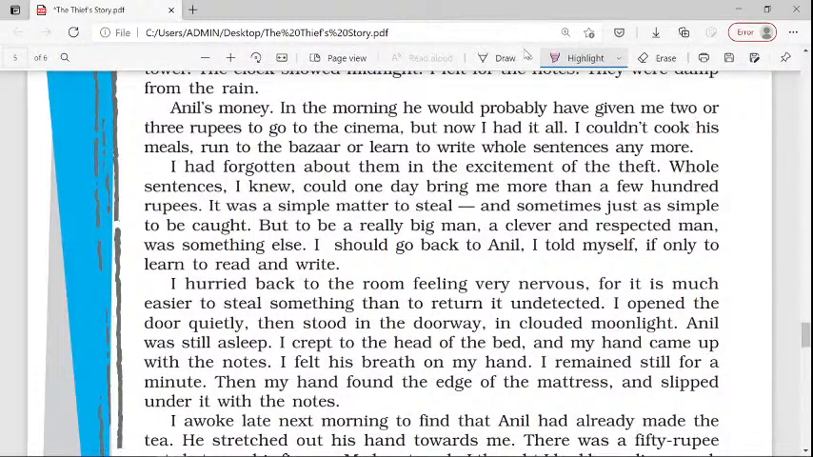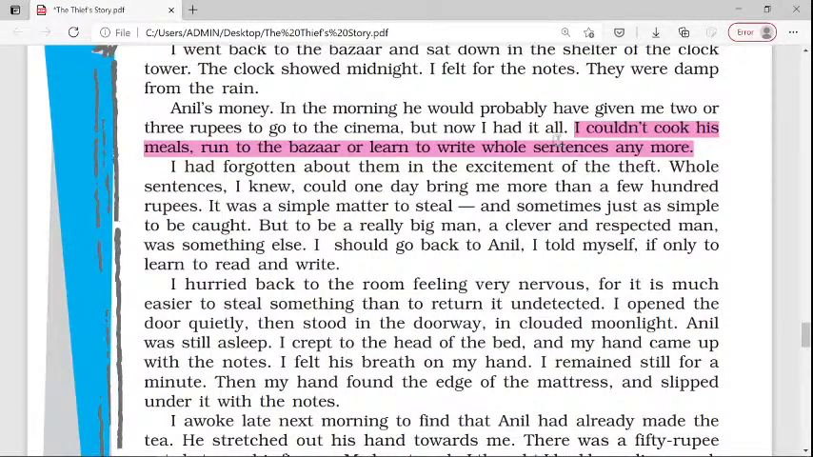So he is saying if I don't go back to Anil, in that case I could not cook his meals, I could not run to the bazaar or learn to write whole sentences anymore. This is his daily routine at Anil's residence. So this is what he will be missing out if he does not return to Anil. So this sort of things keep coming in his mind. I had forgotten about them in the excitement of the theft. Whole sentences, I knew, could one day bring me more than a few hundred rupees. It was a simple matter to steal, and sometimes just as simple to be caught. But to be a really big man, a clever and respected man, was something else.